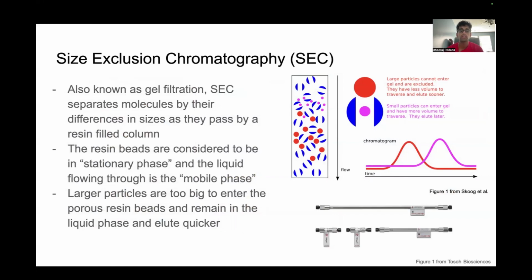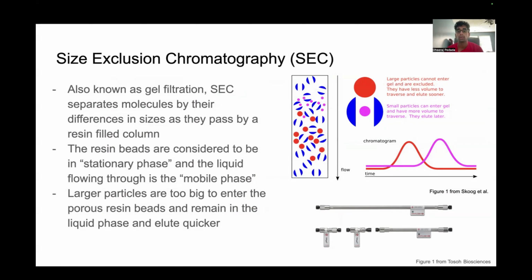So typically, size exclusion chromatography involves two different types of particles, where one particle is too big to enter these porous resin beads, so it remains in the liquid phase and elutes quicker. To visualize this, as we see on the picture to our right, we have our size exclusion chromatography column where the flow is going downward, and we have our porous resin beads that are labeled in blue.